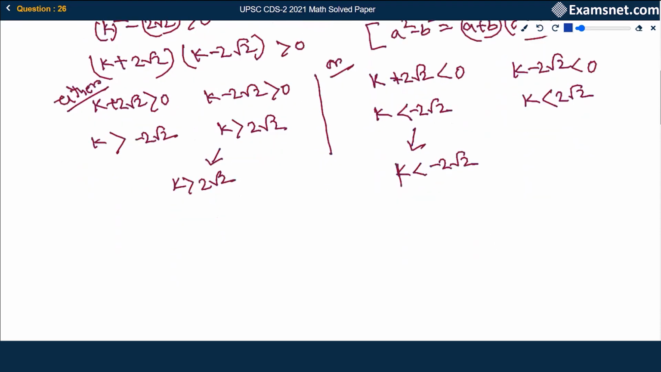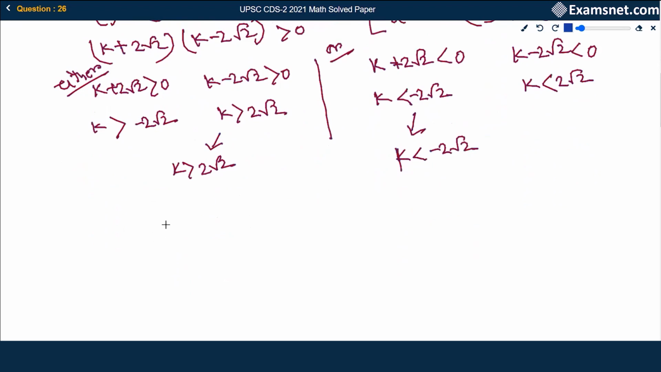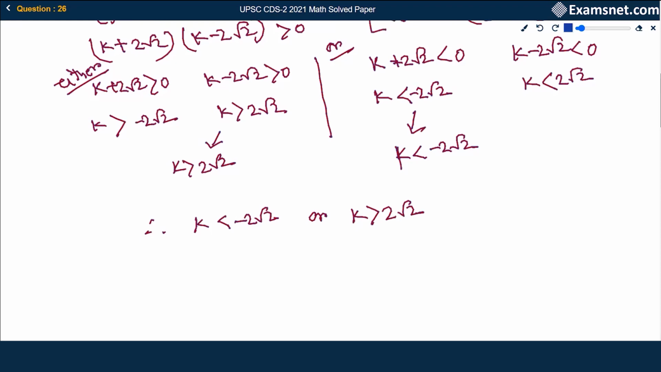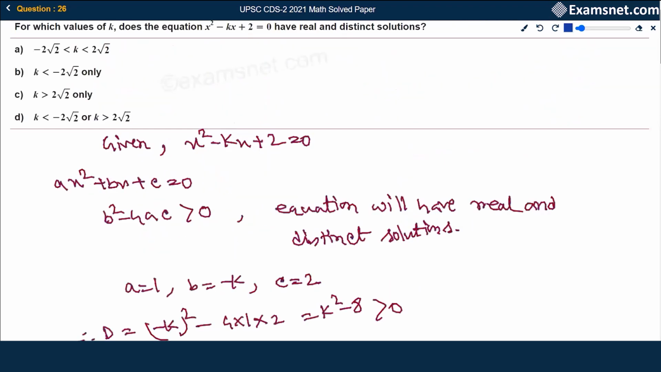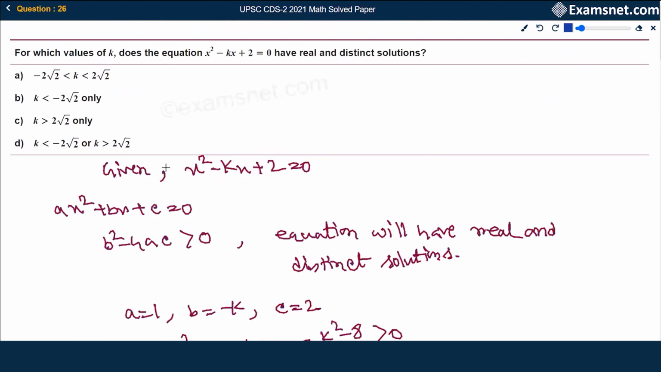So we can say, therefore, k less than minus 2 root 2 or k greater than 2 root 2. If this happens, then the quadratic equation will have real and distinct solutions. So here we can see option D is the correct answer: k less than minus 2 root 2 or k greater than 2 root 2.